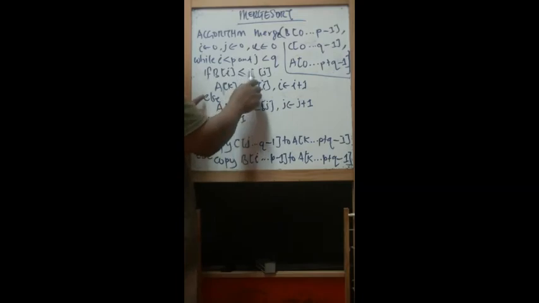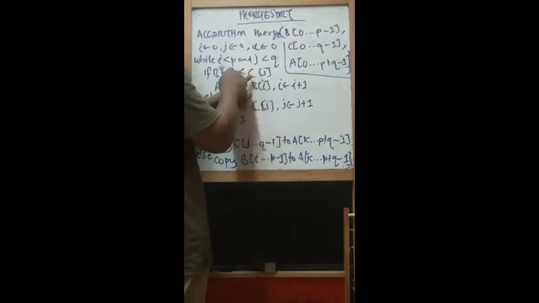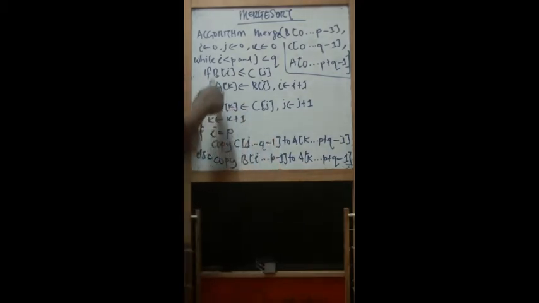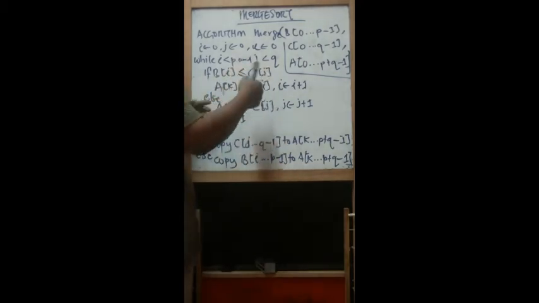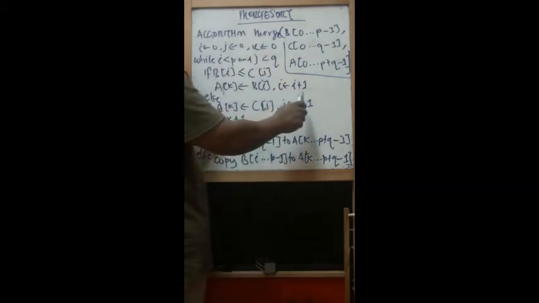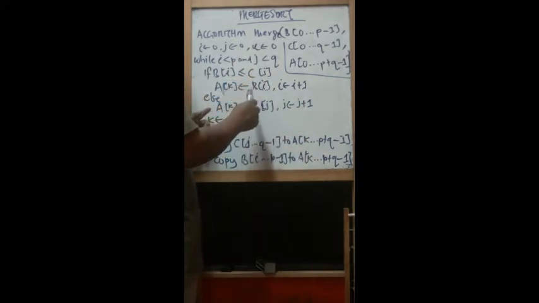When this is false, meaning the element in C is less than the element in B, we assign C[j] to A. So the process is to find the minimum and put it into array A at index 0, 1, and so on. This is the process of sorting. This is the idea of it.